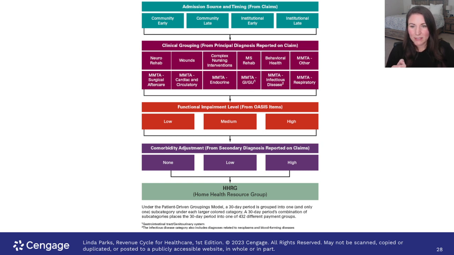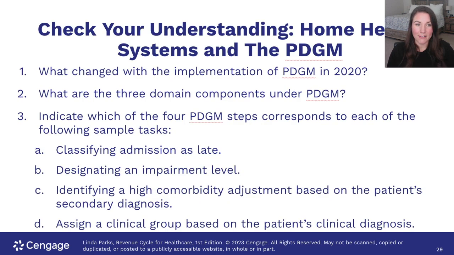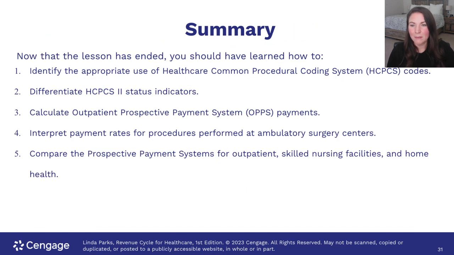The next one designates functional impairment level for each 30-day period. So this is based on that OASIS assessment I mentioned. And then the last step is a comorbidity adjustment based on the patient's secondary diagnoses. So it goes through all of that, and then we get the home health resource group, or HHRG, for that patient.